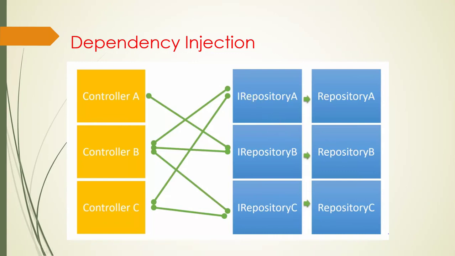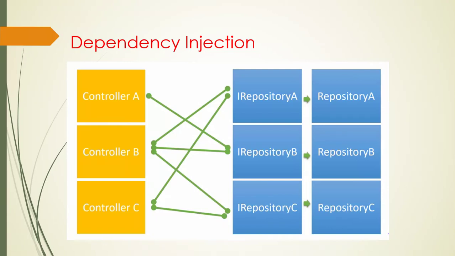Here, you can ask one question. How will the application come to know which interface will be implemented by which class? The answer to this question is just the container. It's very easy to use dependency injection in ASP.NET Core because this ASP.NET Core web application has built-in containers. There is no need to install any third-party library to implement dependency injection in ASP.NET Core.